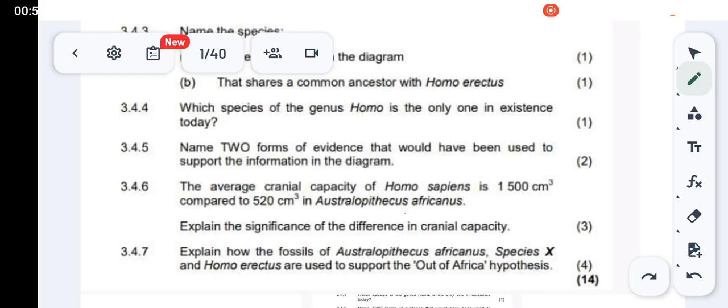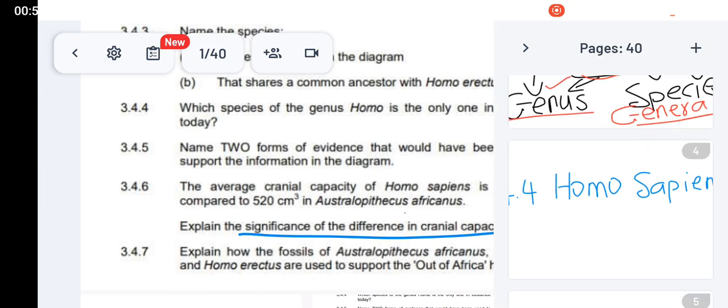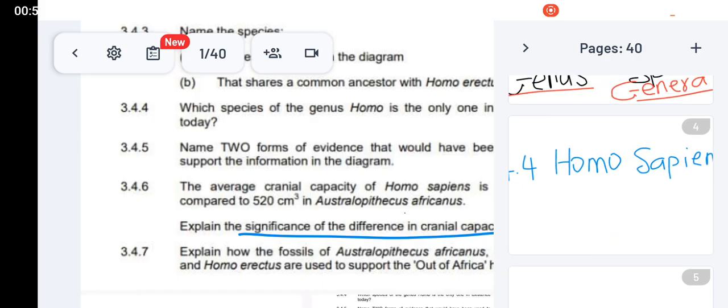So they will ask you, explain the significance of the difference in cranial capacity. Remember, from responding to the environment, human nervous system, we know that the cranium is the part that protects the brain, right? So if they're talking about cranial, please always think about the brain, or maybe the skull. All right, so let's explain the significance of the difference in cranial capacity.